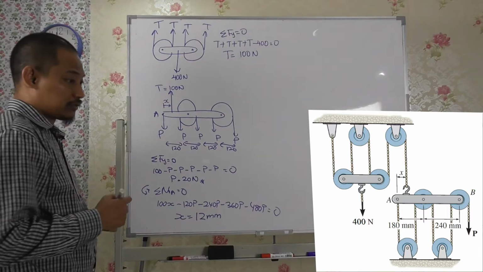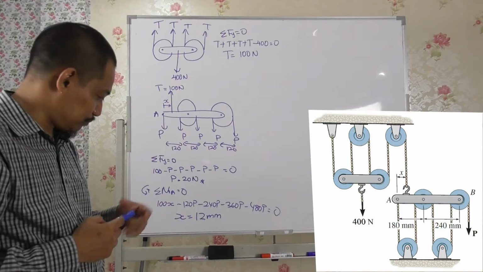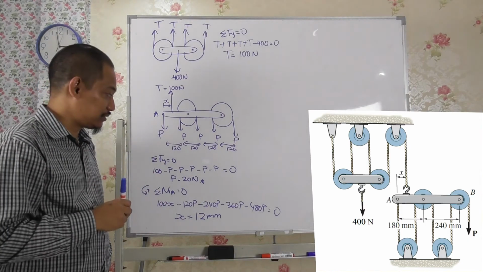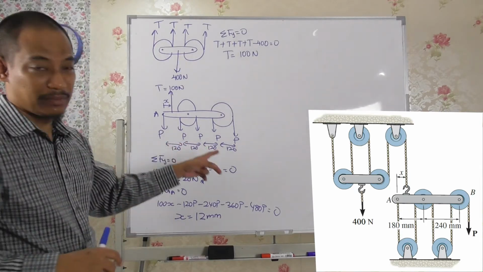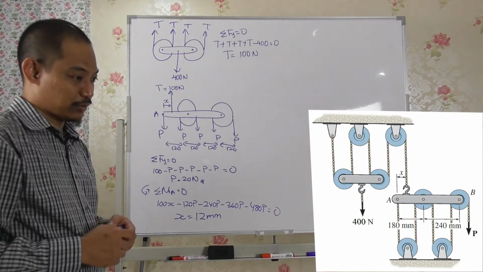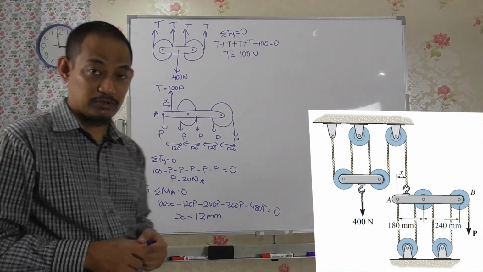Alright, so yet again another question based on pulleys, and as you can see, when you have a lot of pulleys, the calculation tends to be simple because all of this becomes the same force, the same tension, right? Alright, so that's question number 5. Moving on to question number 6.